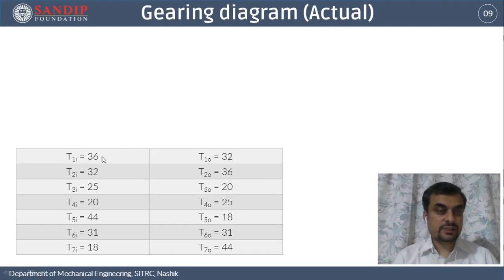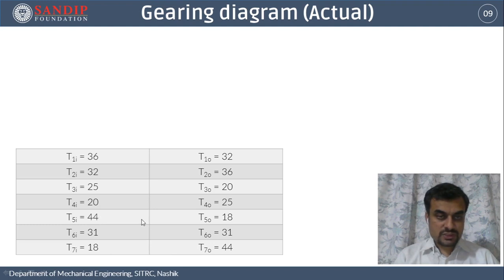So I already calculated the number of teeth on all the gear wheels, 7 input gear wheels and 7 output gear wheels. We were talking about number of teeth on the sixth pair. So if we take 18 and 18 over here, I have already calculated T5I as 44, T5O as 18, and vice versa for T7I and T7O.